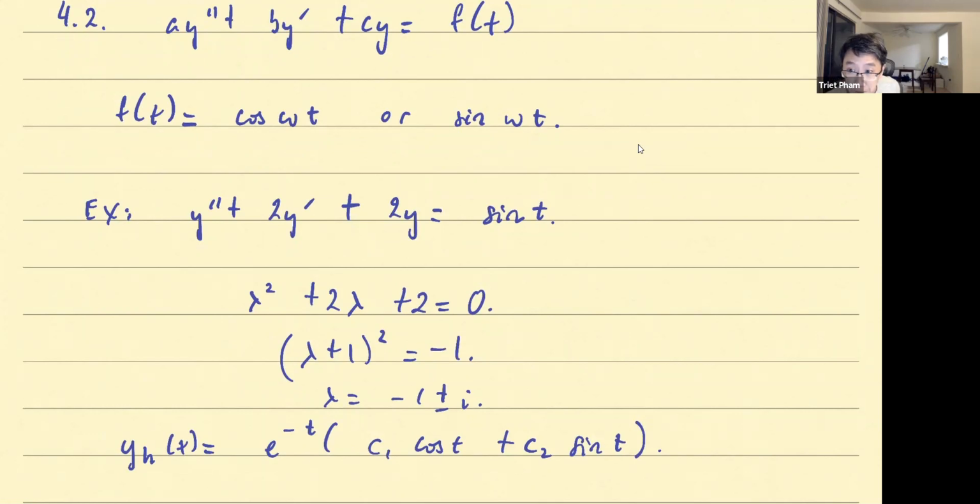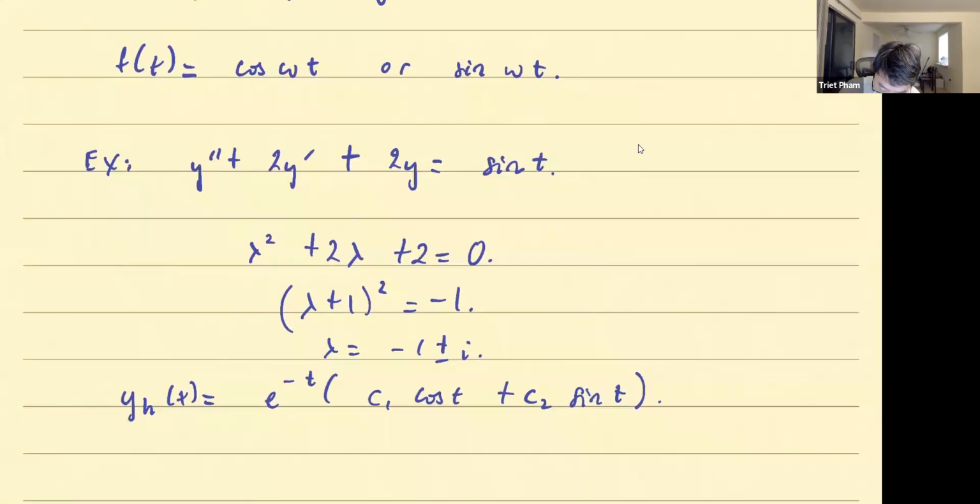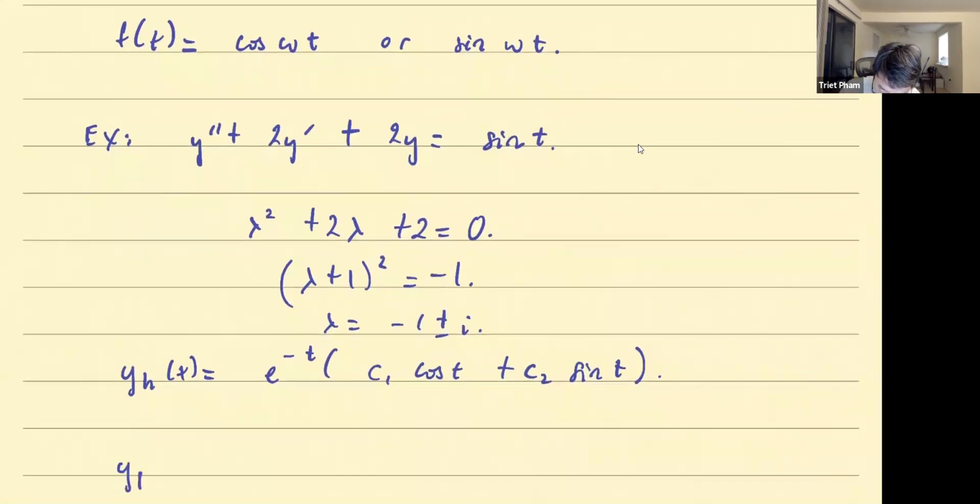All right. Now, of course, we've seen this before. Nothing new. The new part is what is the particular form for y_p. All right. So anyone care to make a guess here with sine? What is the right guess?